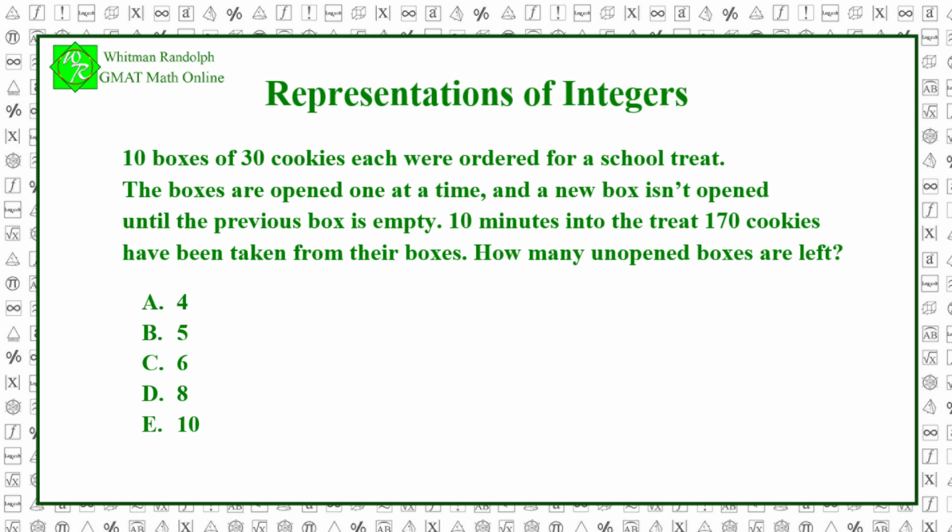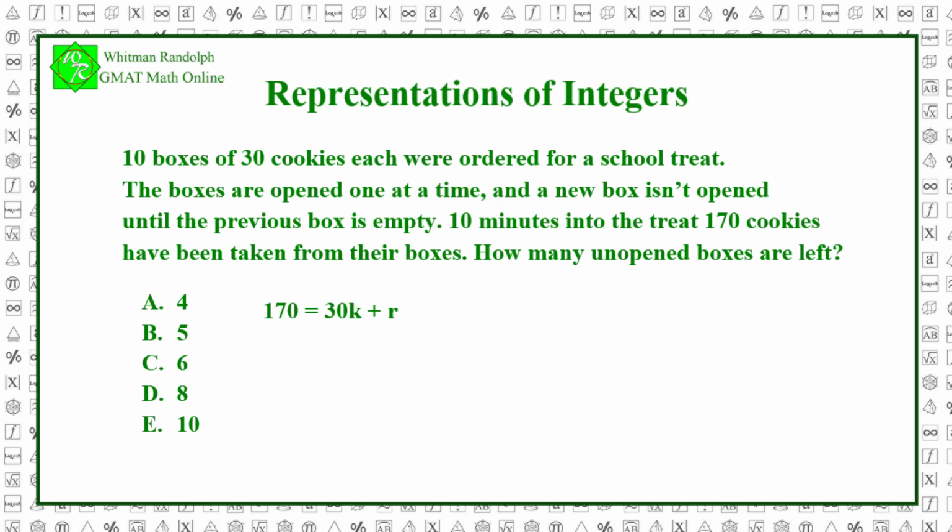Let's find the solution. Each box represents 30 cookies, so we have this equation. 170 equals 30k plus r, where k is the number of boxes for which all the cookies have been eaten, and r is the number of cookies taken from the currently open box. Notice that the number of cookies left in the most recently opened box is not r, but rather is 30 minus r. If r is 0, then the number of open boxes is k, and if r is not 0, then the number of open boxes is k plus 1.